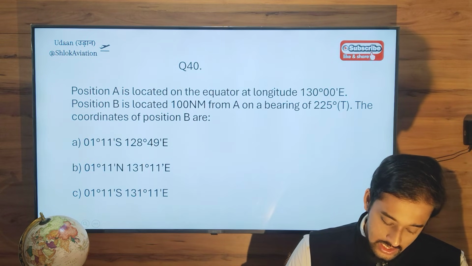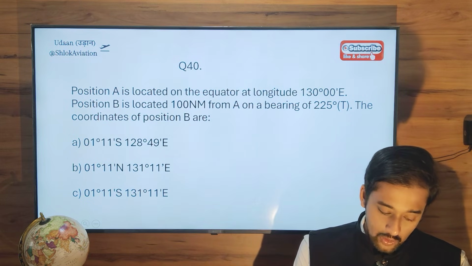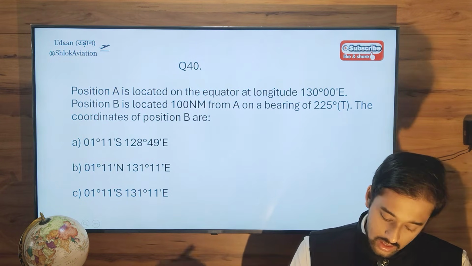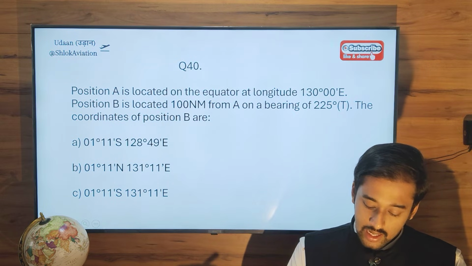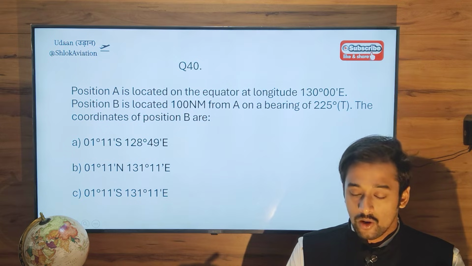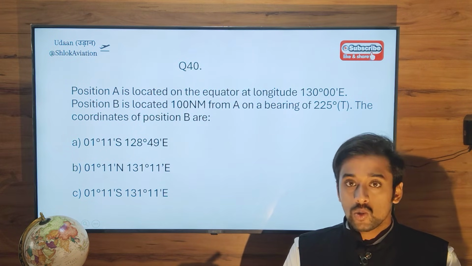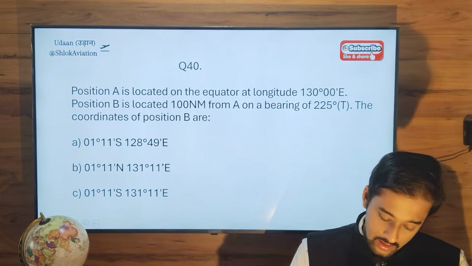Let's go to the next question, question number 40. Position A is located on the equator at so and so longitude. Position B is located 100 miles from A at a heading of 225, bearing of 225. That is the southwest direction. What are the final coordinates of B?